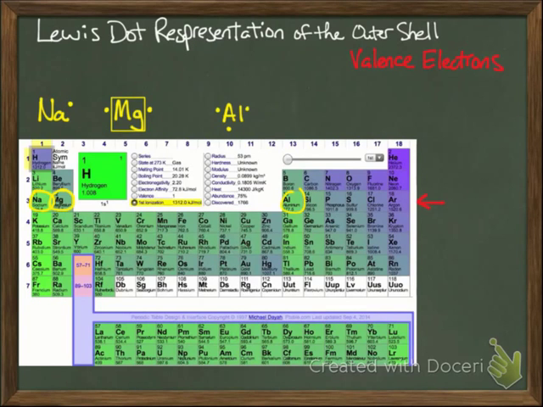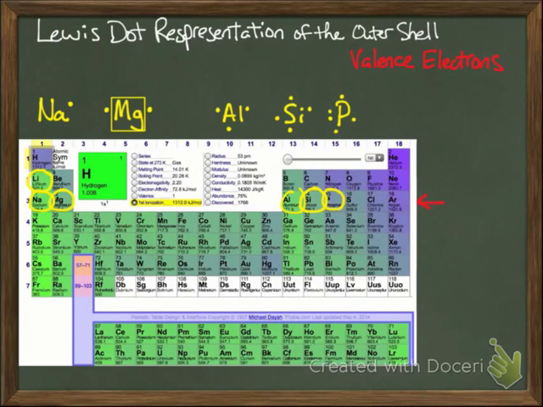Aluminum, being the third over, has 3, and so we represent its valence electrons with 3 dots. Silicon, 4th position over, and therefore has 4 electrons in that shell. Phosphorus, 5 electrons, and so forth. Sulfur will have 6, chlorine 7, and argon 8. And once we have added 4, we start pairing them up, as you see I've done here with the phosphorus. 1, 2, 3, 4, and the 5th one I pair up.